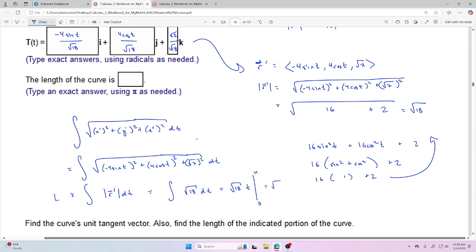Plug them both in. The 0 is going to cancel. Put a pi on the outside, and there you go. So that's my answer for that. Pi square root 18. So that was pretty good. I like that.